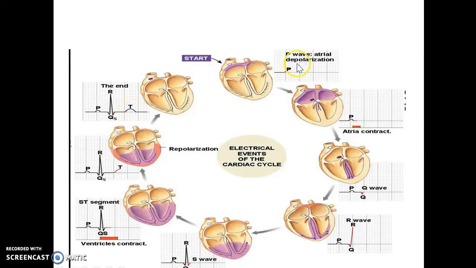So again, P wave is atrial depolarization. The QRS is ventricular depolarization, and then our T represents ventricular repolarization. Okay.